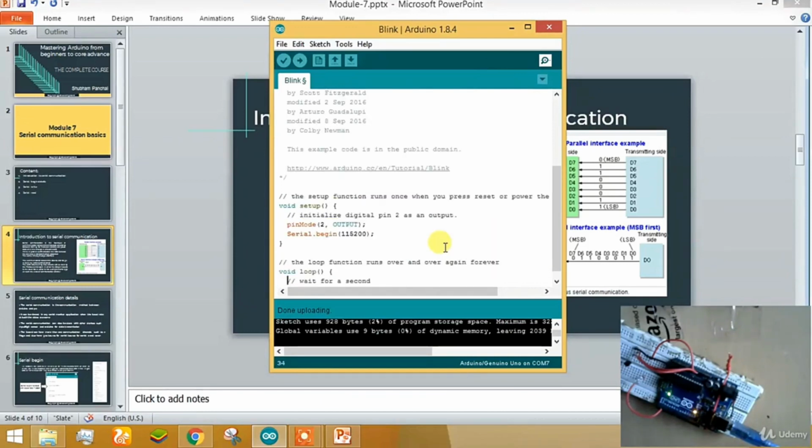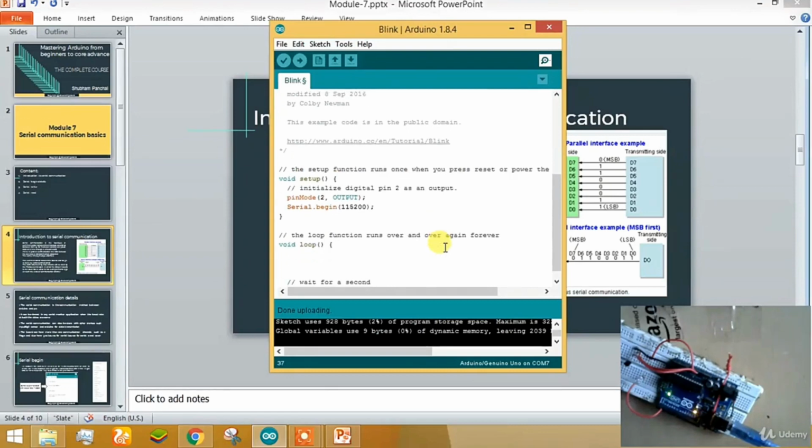Here I am going to delete the program and write capital Serial dot print. This means that the word will be printed on the computer. I am giving it "hello", terminate the line, and so on. Okay, now upload it to the board.